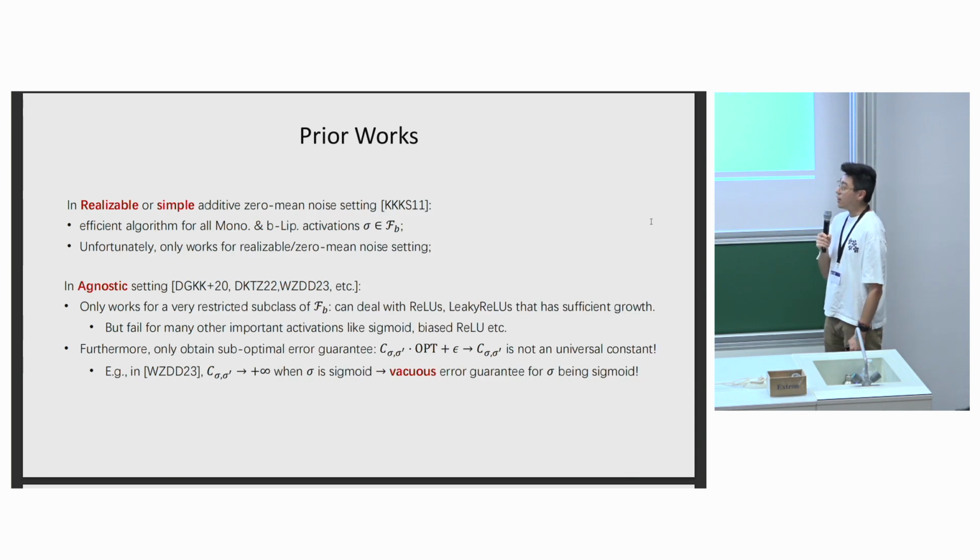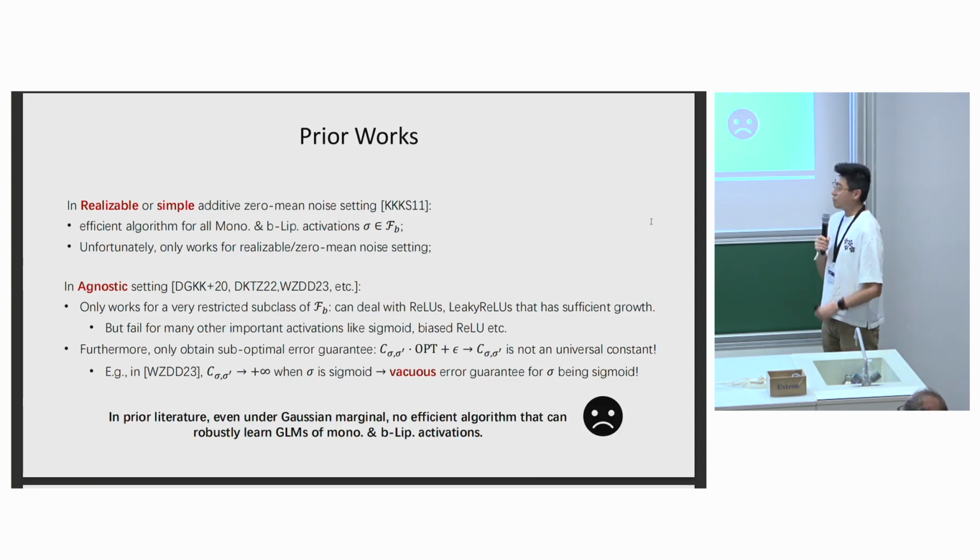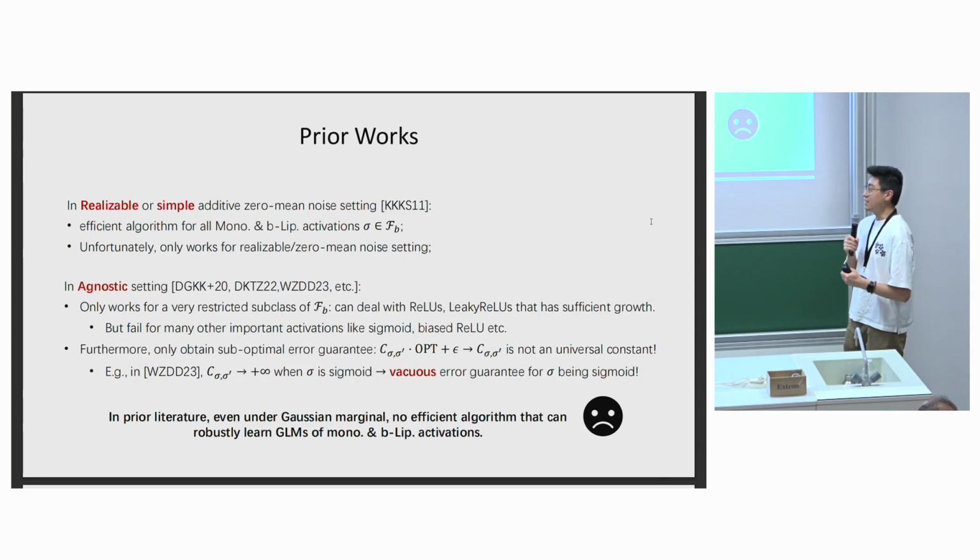And furthermore, all of these prior works only obtain a suboptimal error guarantee in this form, where this factor c of sigma prime is in fact not an absolute constant, but some constant that depends on the activation sigma or sigma prime. For example, in our prior work in 2023, when the activation sigma is chosen to be sigmoid, we have this parameter going to infinity, therefore providing a very vacuous error guarantee. So in summary, in prior literature, even under Gaussian distribution, we have no efficient algorithm that can robustly learn this important class of GRMs.